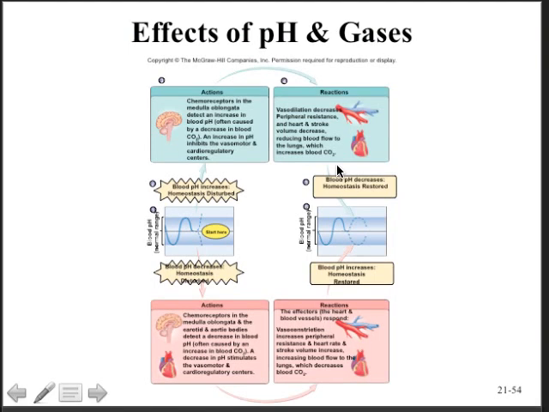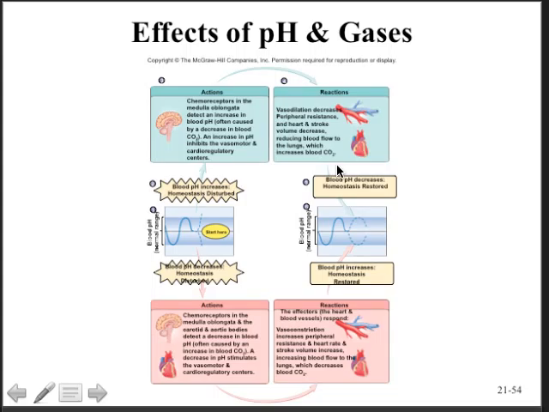Okay, the effect of pH is one that you can probably tease out. Bottom line, if your pH is dropping, that means CO2 is accumulating in the blood. The result is going to be an increase in heart rate and stroke volume, and an increase in blood pressure. On the flip side, if your pH rises, your oxygen content rises, your heart rate and your stroke volume are going to decline, and your blood pressure is going to go down.